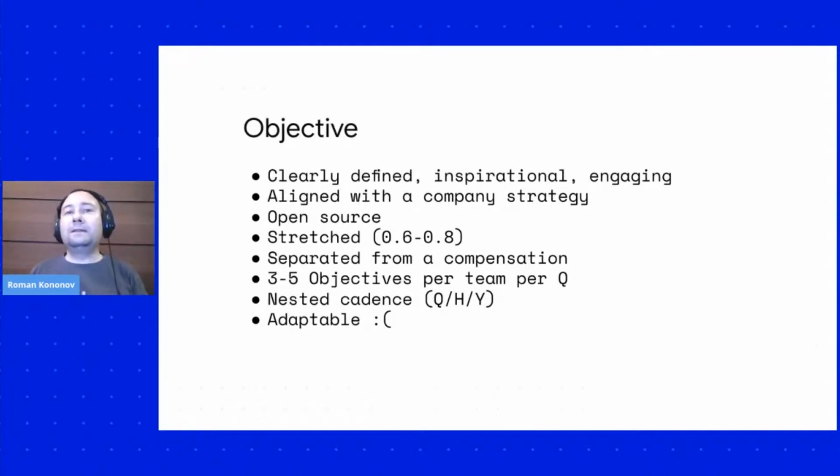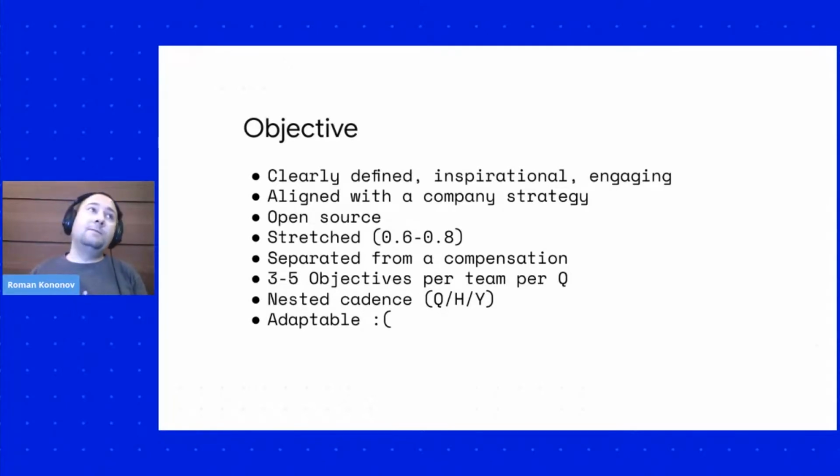And if you have less than 3, for example, just 1 objective, it also doesn't make sense, because it's clearly just a part of your strategy, not something like OKR. Also, there's a nested cadence. So OKRs could be on different levels. So quarter OKRs, half of year OKRs, and year OKRs. So they could be nested.